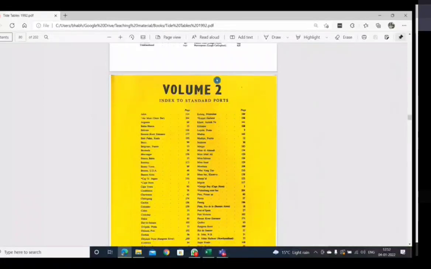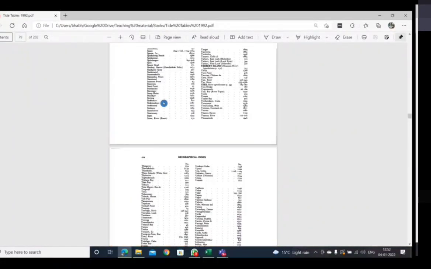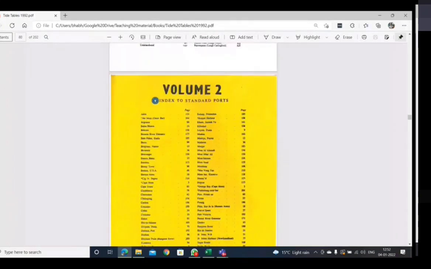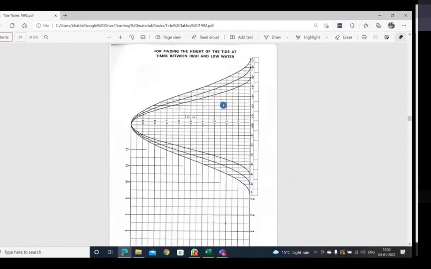This is volume 2. After volume 1, a yellow color separator will come, so that tells you this is volume 2. This first page will give you the index to standard ports. On the next page you have this diagram.